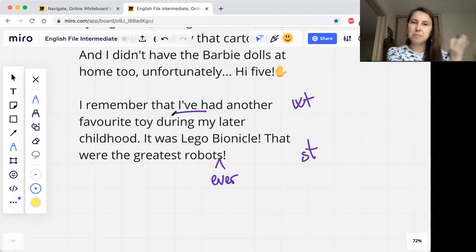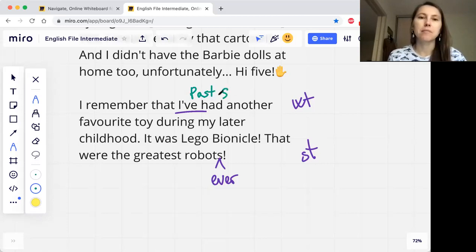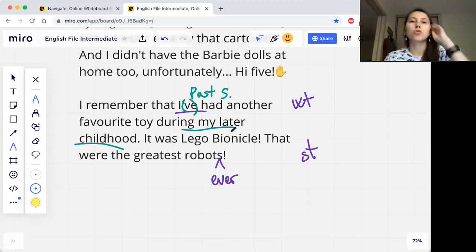That's why everything that we describe about this period of time in our life, we will refer to it as past simple tense or past continuous if we need to underline the process. So we change present perfect to past simple. I remember I had another favorite toy, past simple. So we drop have. I had another favorite toy during my later childhood. So this is like the marker of past simple, during my later childhood.